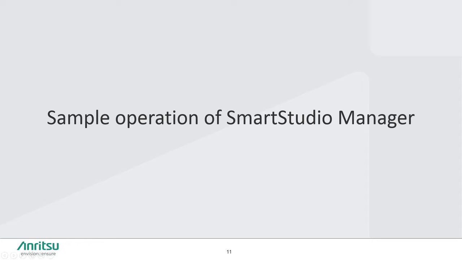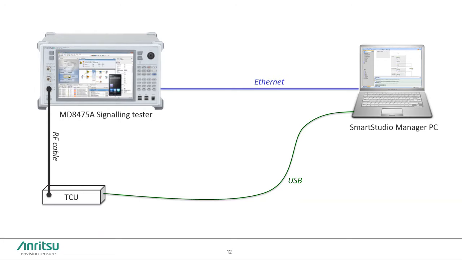Now I will show a sample operation of SmartStudio Manager. Our setup is the following. The MD8475A signaling tester is connected to the SmartStudio Manager PC with an Ethernet cable. The telematic control unit is connected to the same PC with a USB cable, through which we are controlling the telematic control unit modem. And the telematic control unit is connected to the main RF port of the MD8475A signaling tester with an RF cable.